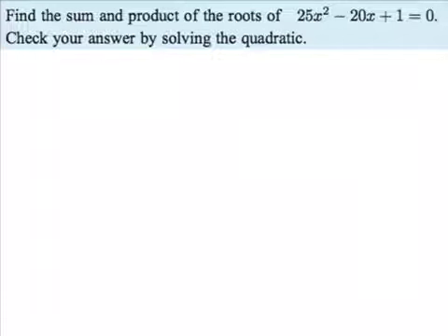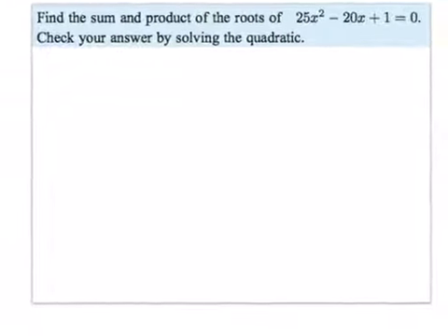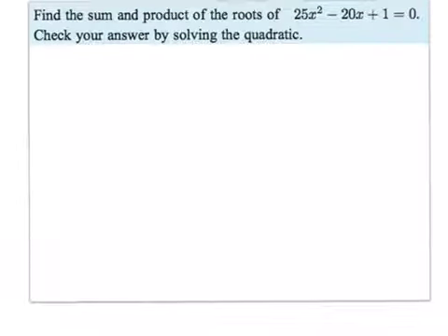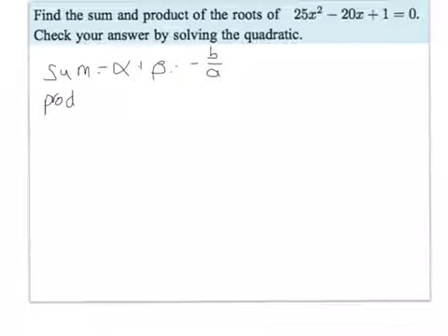So, just a couple of questions we're going to try to look at today. You should have already learned how to get the sum and product of roots from a quadratic. You should have learned that the sum of roots, or in other words, alpha plus beta, where alpha and beta are the roots of a quadratic, is equal to negative b over a. And then you should have learned that the product of the roots, or alpha times beta, for a quadratic of course, is equal to c over a.